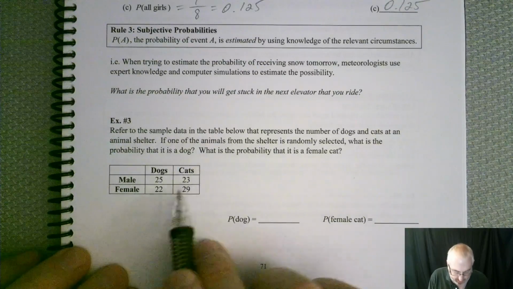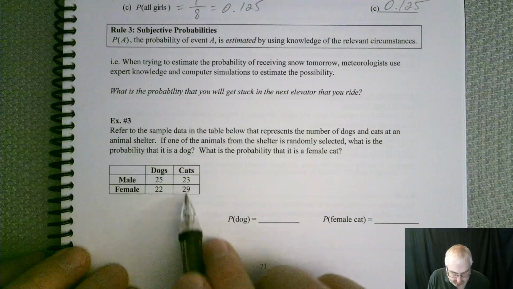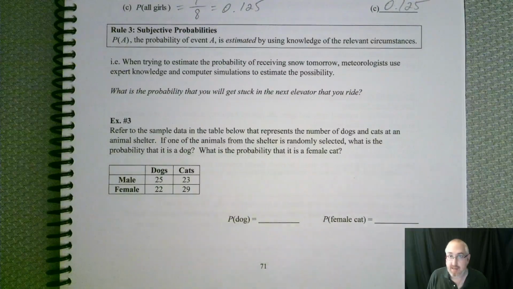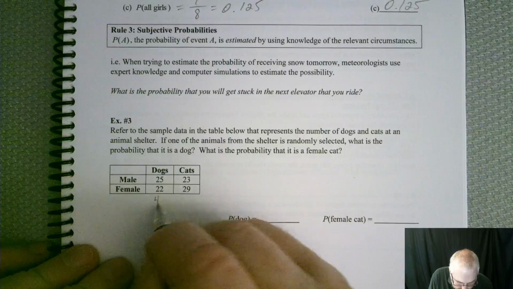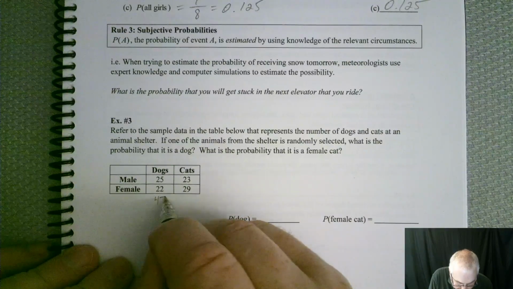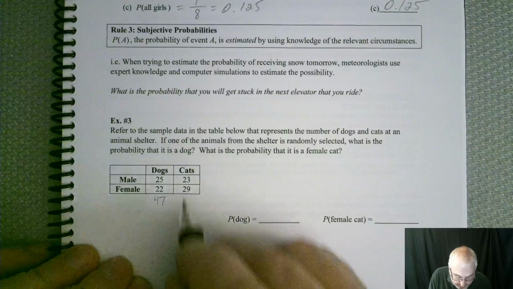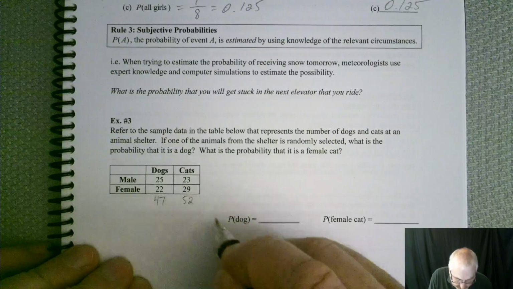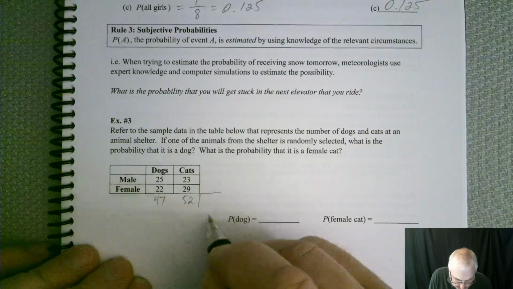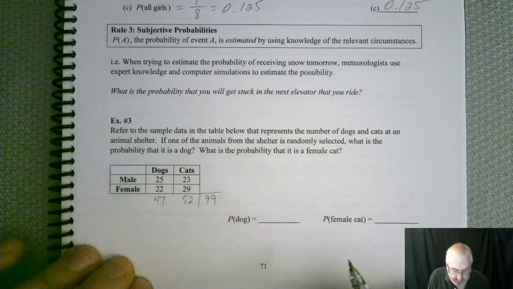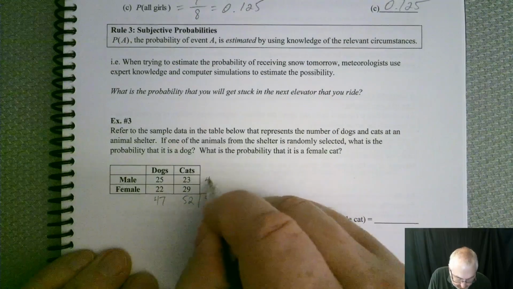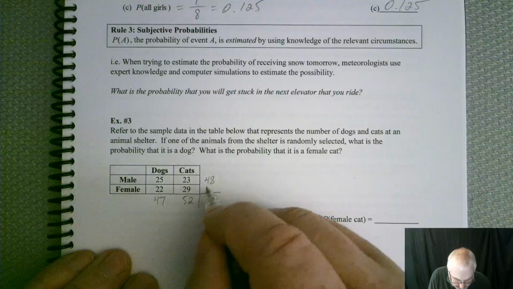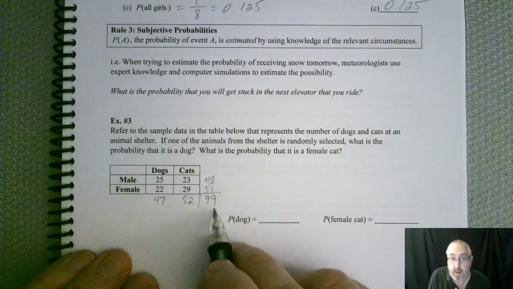So let's take a look at what we got. We got some male dogs and male cats and female cats. Well, we've got to just add them all up, right? We've got to see how many animals we have in the shelter. Now, you could add it either way and get to your sample space value. So if we add down, we get 47. If we add down here, we get 52 for a grand total of 99. And if we add across, well, we got 48 there. And it looks like 51 there, and that also adds to 99.